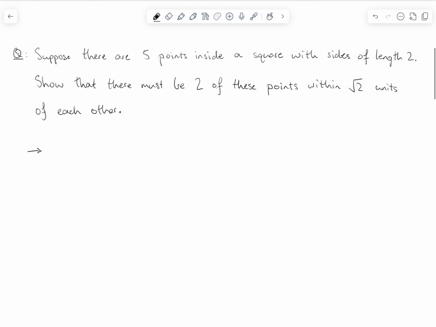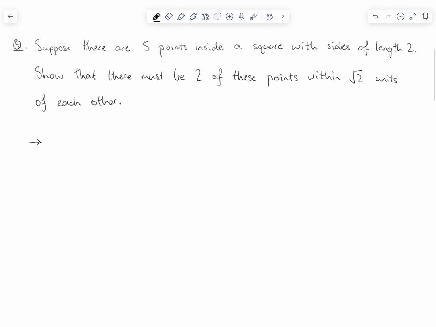So let's start by drawing out the scenario. Let's see if I can draw a nice square. And so we have that the square has a side length of 2. We need to put 5 points inside this square. So let's say we have a point here, here, here, here.